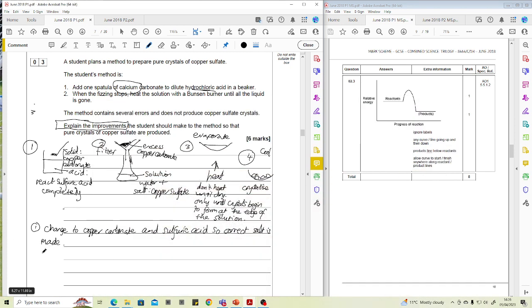Okay, so let's do that. So change to copper carbonate and sulfuric acid, so the correct salt is made. Add copper carbonate until no more reacts. All the acid has completely reacted.